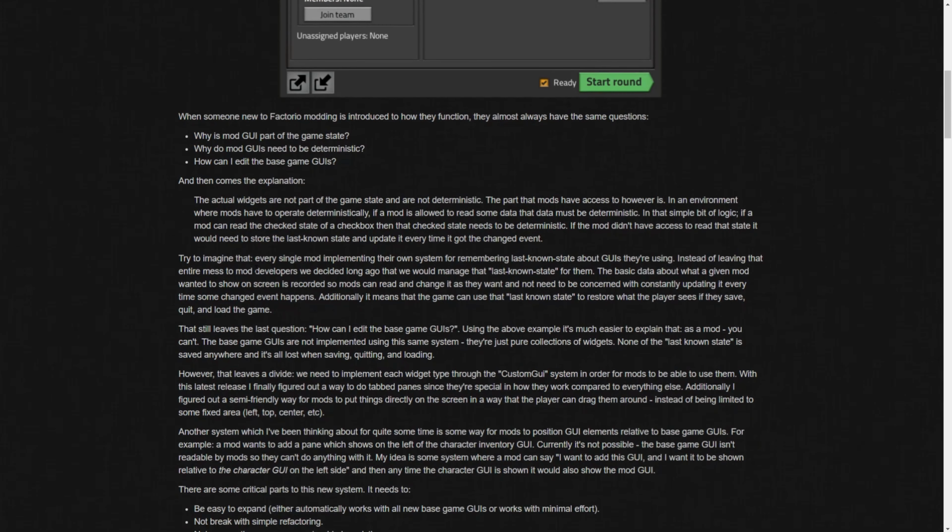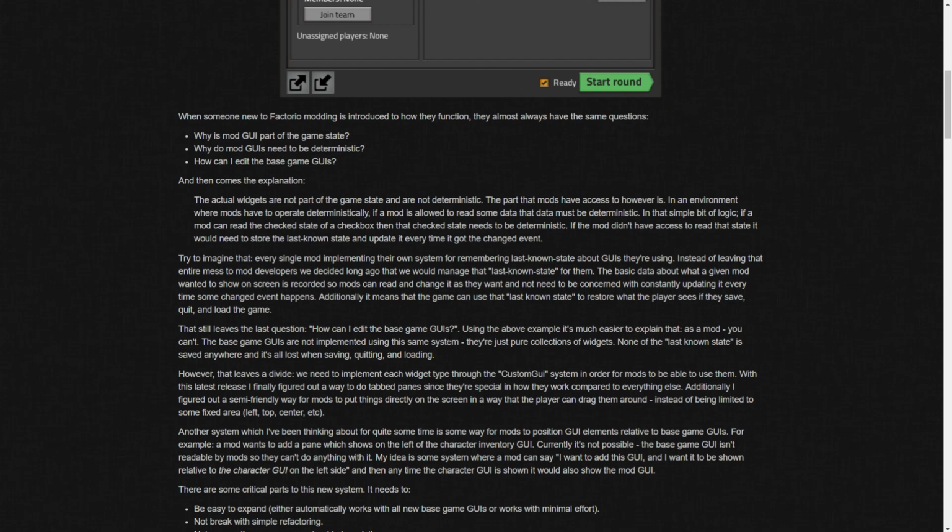And then basically he goes into some explanations here, essentially that the actual widgets are not part of the game state and are not deterministic. The part that mods have access to is basically the mod GUIs. The base GUIs are not part of the game state, whereas the mod GUIs are. And because the game state has to be deterministic to support multiplayer, the mod GUIs have to be deterministic as well. Then one of the questions is how can I edit the base game GUIs?